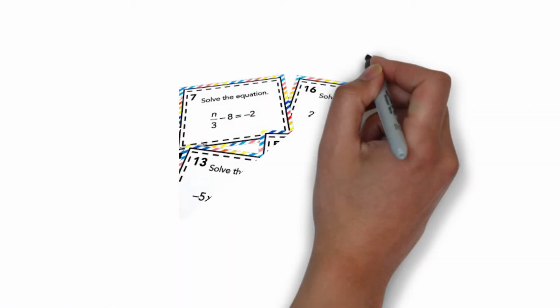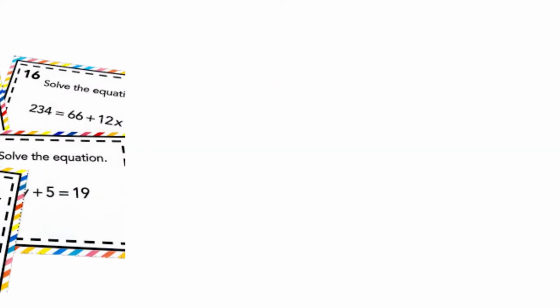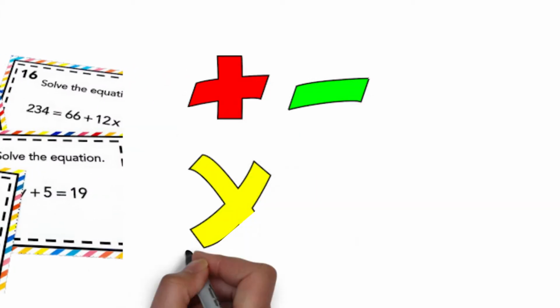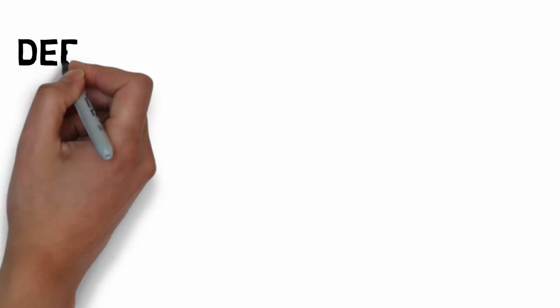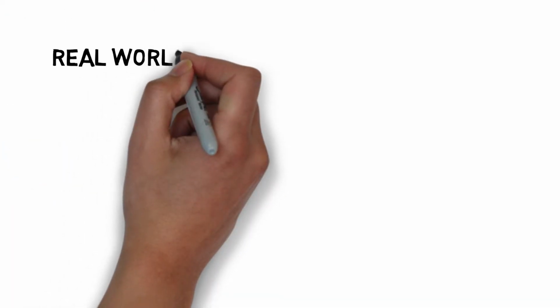Let's define arithmetic operators. Arithmetic operators take numerical values, such as literals or variables, as their operands and return a single numerical value. The standard arithmetic operators are addition, subtraction, multiplication, and division. Let's define what we mean by a function. A function is a rule that defines every input to exactly one output. A real-world example of a function.